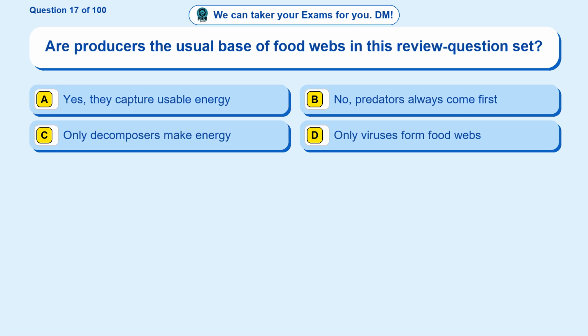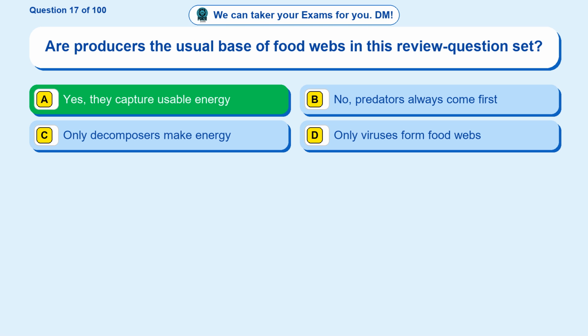Question 17. Are producers the usual base of food webs in this review question set? Option A. Yes, they capture usable energy. Option B. No, predators always come first. Option C. Only decomposers make energy. Option D. Only viruses form food webs.